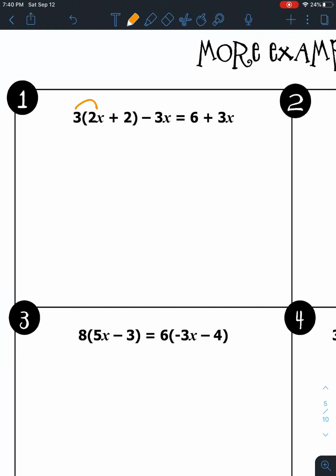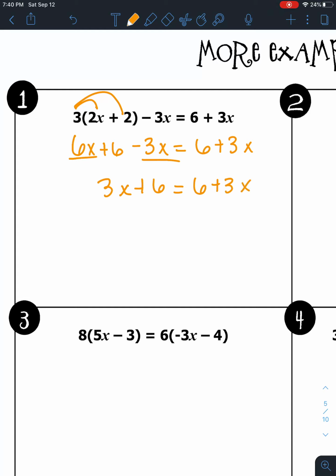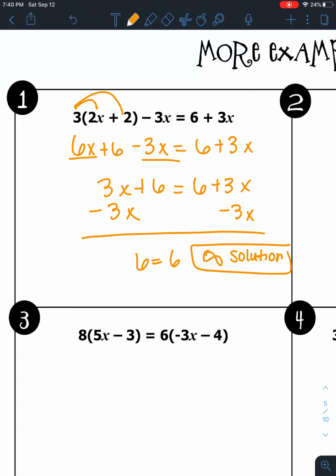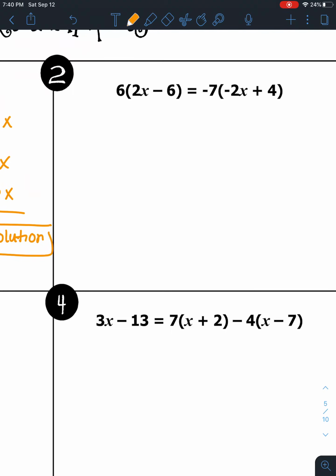So here I'm going to distribute my 3 inside. That gives me 6x plus 6 minus 3x equals 6 plus 3x. Combining my like terms here, that gives me 3x plus 6 equals 6 plus 3x. You can kind of start to see where these things are going. So I'm going to minus 3x from both sides. That gives me 6 equals 6. This again is what we call an infinite solution. That means any number I plug in there will work. Okay, let's try this one.